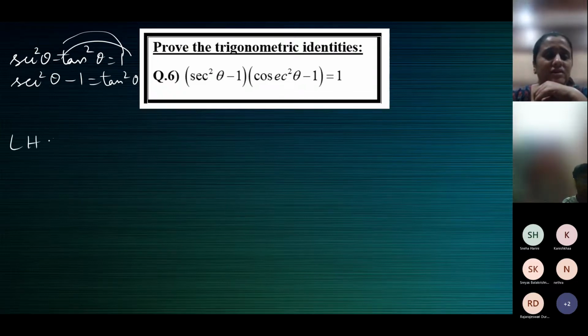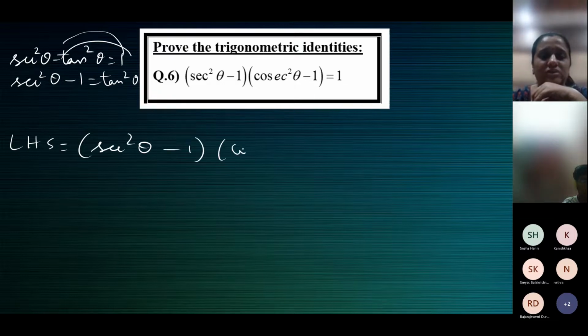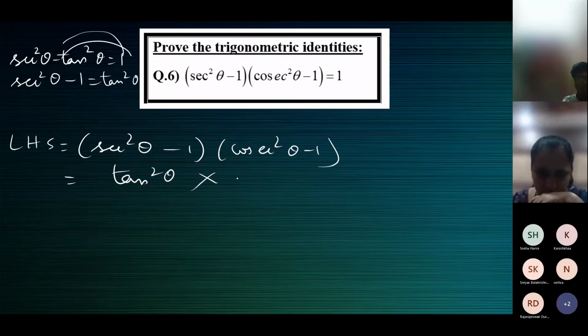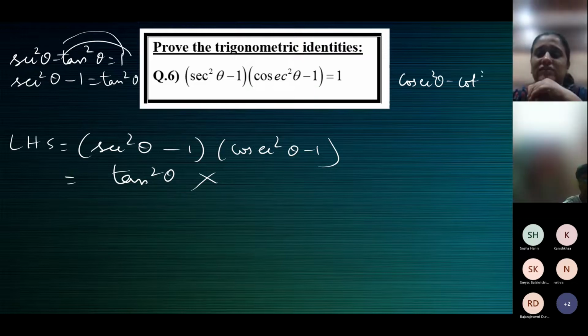So LHS is equal to secant square theta minus 1 into cosecant square theta minus 1. Secant square theta minus 1 is nothing but tan square theta. What is cosecant square theta minus 1? Using the identity, cosecant square theta minus cot square theta is equal to 1. So what is cosecant square theta minus 1? Cot square theta.